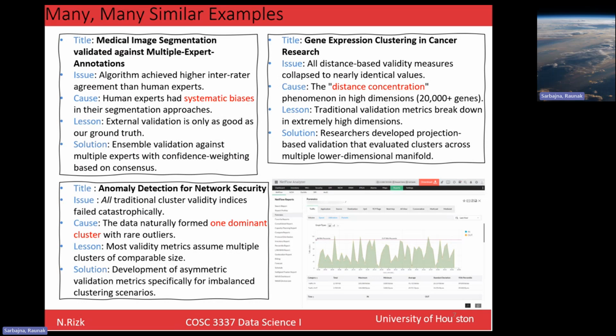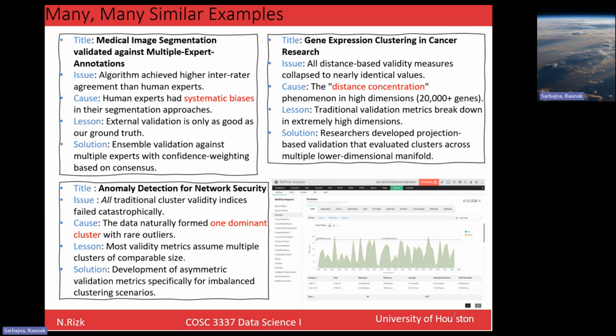But what happened in this particular paper was that the algorithm was getting much better inter-rater agreement than the human experts. Inter-rater agreement, as the name suggests, is when you have different algorithms or different methods or different people rating a set of data. It means, are all of these raters agreeing with each other? Are they reliable across different rating schemes or understanding schemes?